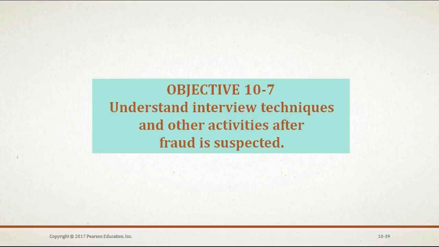The next topic we will cover is the auditor's responsibilities when fraud is suspected.